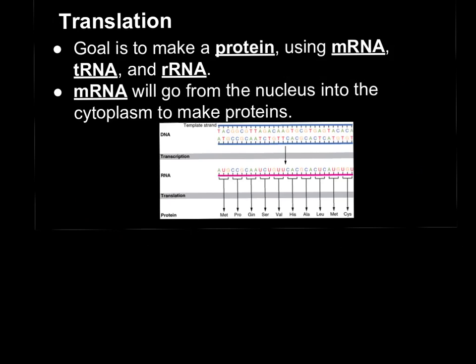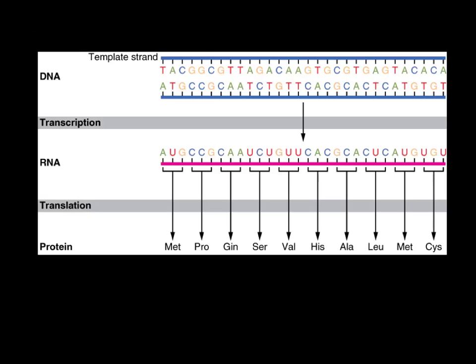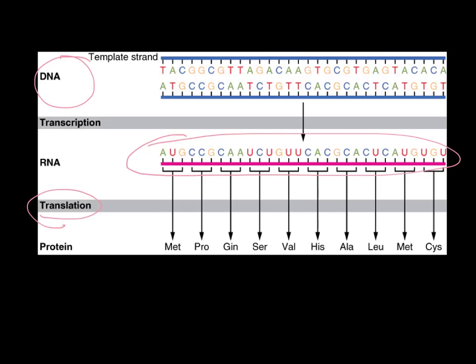Alright, so now we're to the step of translation. So the goal of translation is to make a protein using an mRNA, which we just created, tRNA, and rRNA. So mRNA will go from the nucleus into the cytoplasm to make proteins. So let's take a close look at this picture here. In transcription, we took that DNA strand and we made that copy of that RNA strand. Now in translation, we are going to take that RNA and we're going to create proteins with the help of these amino acids here.